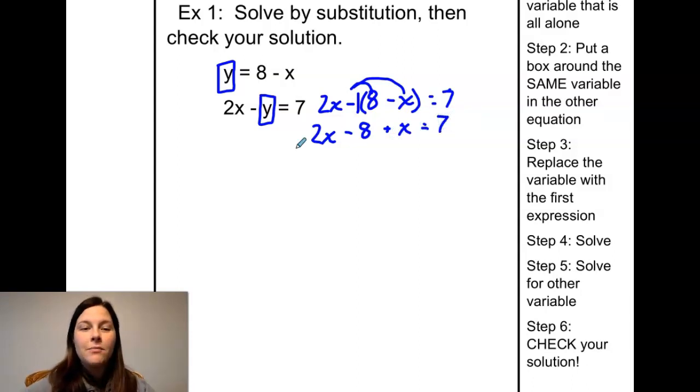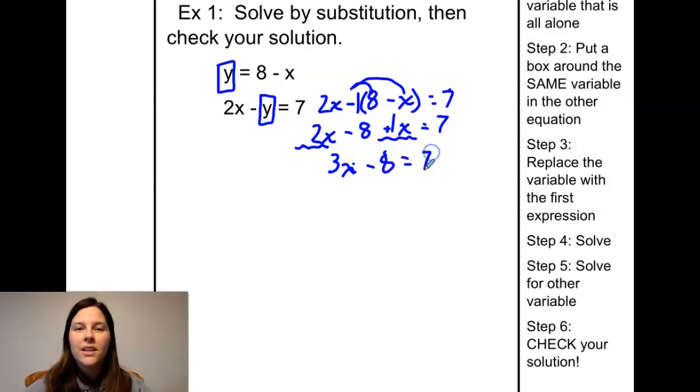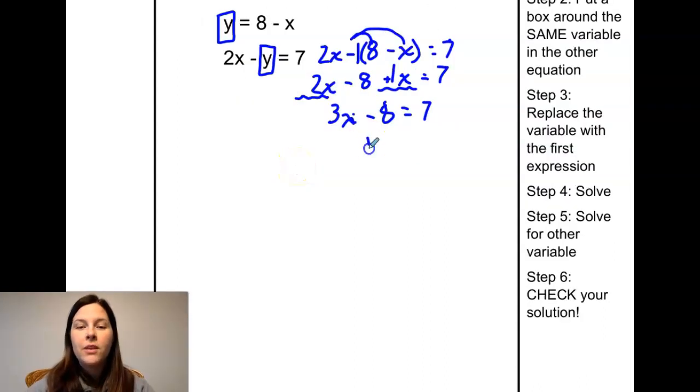All right, now we've got some like terms now that those parentheses are gone. We have 2x plus 1x. Again, when you don't see a number in front of the variable, there is a 1 there. So 2x's plus 1x gives us a total of 3x. And then we'll bring down that minus 8 because that doesn't have any like terms with it, and it still equals 7. All right, now we have a two-step equation.